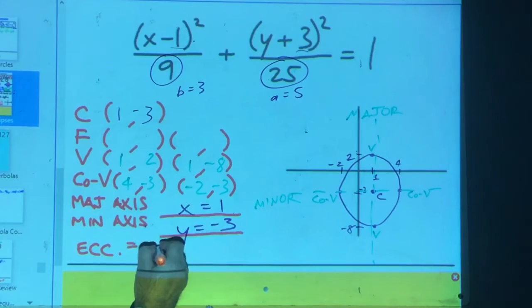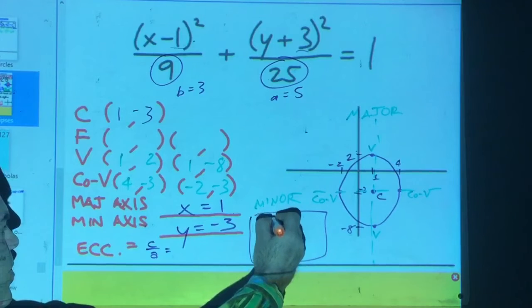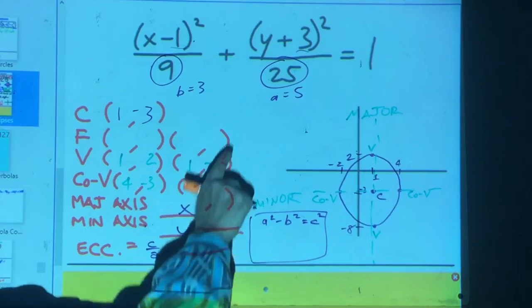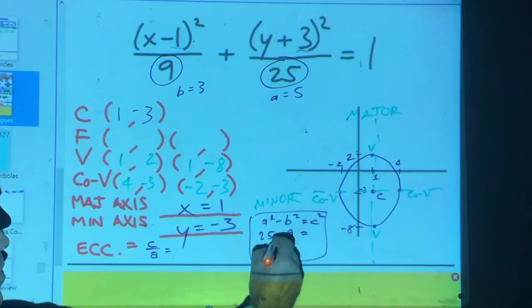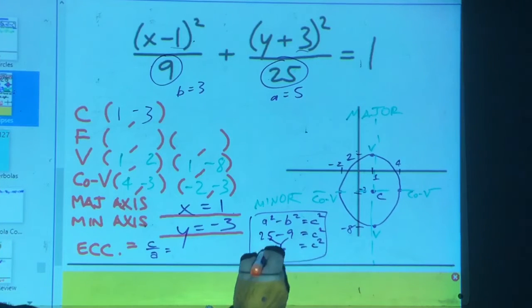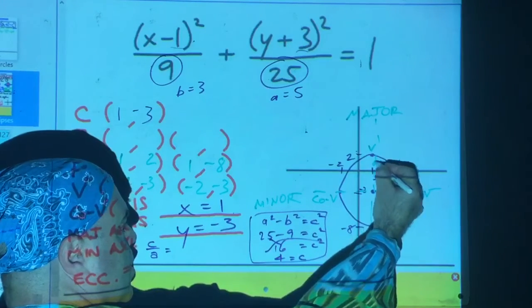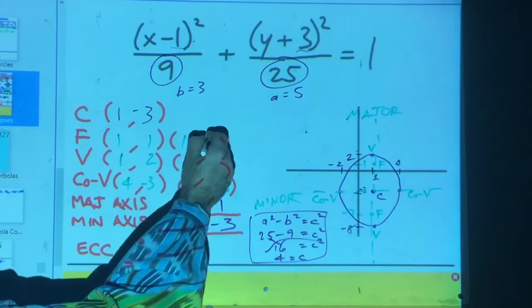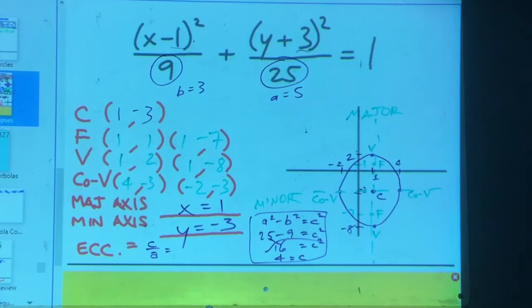And finally, our eccentricity, baby C over baby A. All right, we're going to need to roll out that useful formula I told you, and we're going to do big minus little. So we're going to do 25 minus 9. Which means baby C is 4. We're going to go 4 up and 4 down to find our focal points. And we can finish the problem now with the eccentricity baby C, 4 over baby A, 5. And that's that.